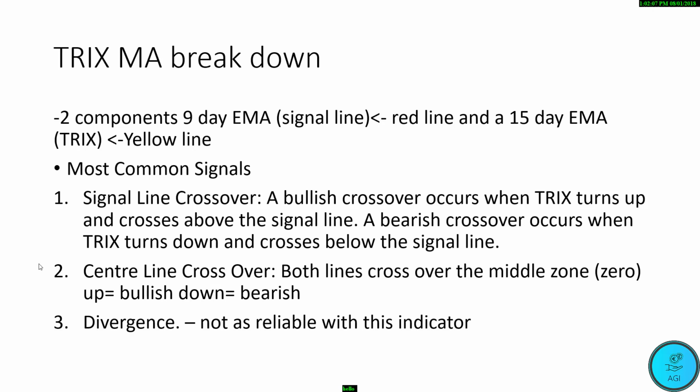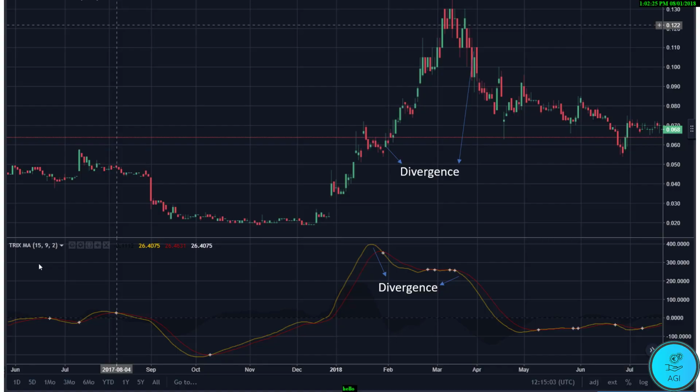However, unlike with most of the other indicators that we talked about today, divergence is not that accurate with the Trix, or with the Trix moving average. The reason for this is it happens a lot. If you want reliability, you want something that happens less, something more infrequent. So I wouldn't really consider divergence as a potential strategy for this indicator, but I would definitely consider the signal line crossover and the center line crossover. As we saw, they were very, very reliable.